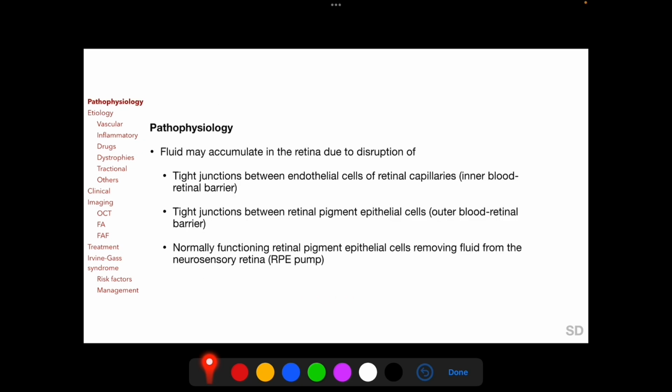Fluid may accumulate in the neurosensory retina due to disruption of the tight junctions between endothelial cells of the retinal capillaries, which is called the inner blood retinal barrier, the tight junctions between retinal pigment epithelial cells, which is called the outer blood retinal barrier, or disruption of the normal function of the retinal pigment epithelial cells, which is removing fluid from the neurosensory retina.